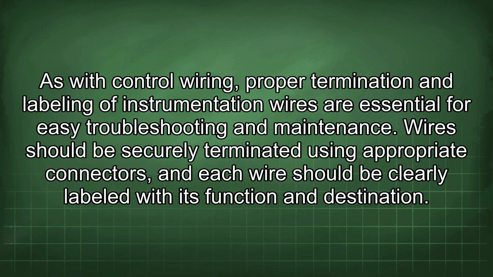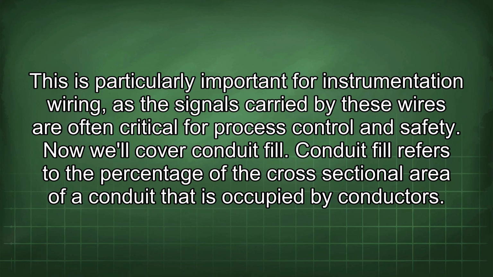As with control wiring, proper termination and labeling of instrumentation wires are essential for easy troubleshooting and maintenance. Wires should be securely terminated using appropriate connectors, and each wire should be clearly labeled with its function and destination. This is particularly important for instrumentation wiring, as the signals carried by these wires are often critical for process control and safety. Now we'll cover conduit fill.